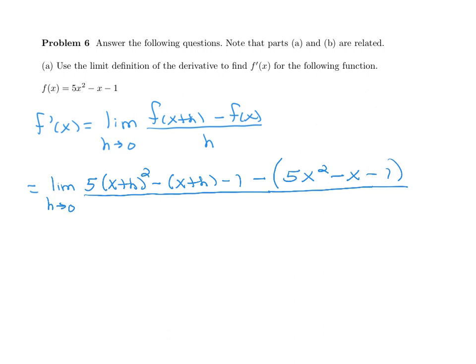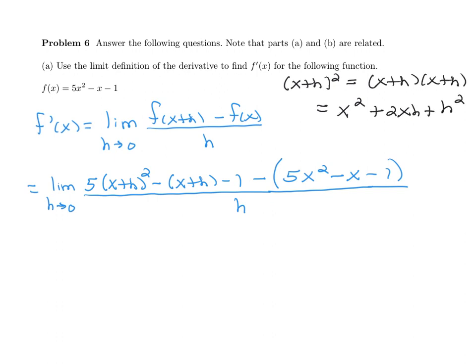Essentially, I'm going to distribute the negative, and this is all over h. You might encounter an x plus h squared often, so I'm just going to make a note that x plus h squared means x plus h times x plus h. And if you've multiplied these things before, you square the first term, you square the last term, and you get two middle terms multiplied together. This will speed up the process of this computation.